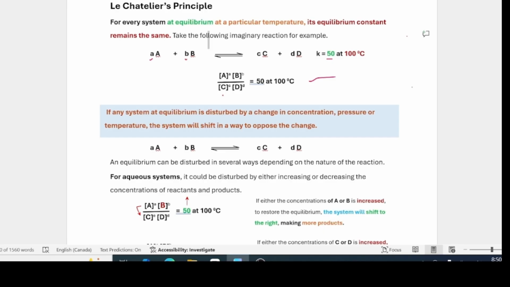Also, we'll use Le Chatelier's principle to enable us to predict in which direction this equilibrium will shift if changes in concentrations of products and reactants are made at 100 degrees Celsius.